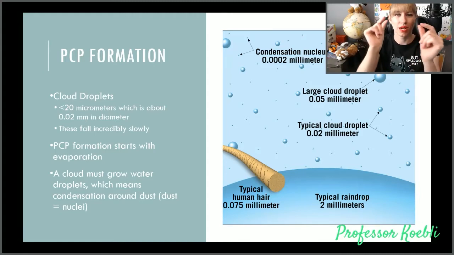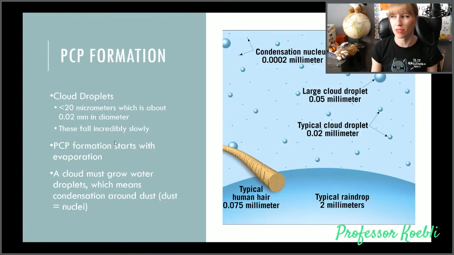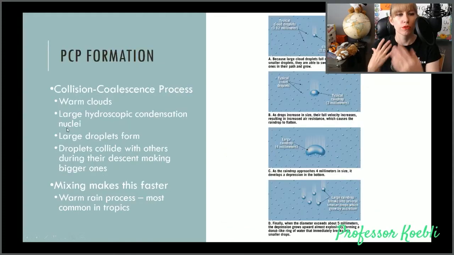As these little condensation nuclei collide, they're going to make larger and larger cloud droplets until eventually it reaches 2 millimeters, which is the size of a typical raindrop. Here is the size of a condensation nucleus. Here is a typical large cloud droplet, the size of a human hair, and a raindrop. So the first type of precipitation formation is collision coalescence.